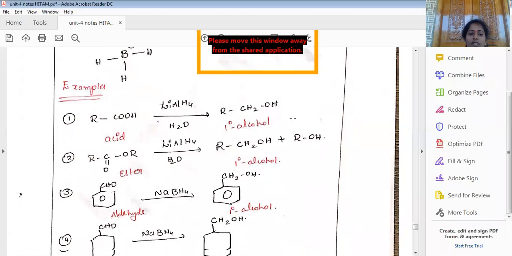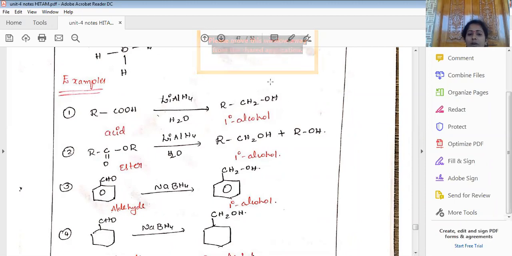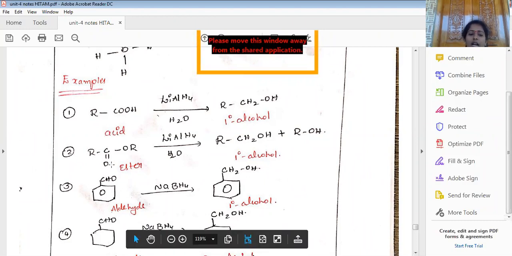Let us go through a few examples collectively for lithium aluminum hydride and sodium borohydride. Carboxylic acid is also reduced with lithium aluminum hydride and converted into a primary alcohol. When we take an ester as the functional group, it is a derivative of an acid. This ester is also treated with lithium aluminum hydride, and again it is converted into a primary alcohol. When we take an aldehyde, this is benzaldehyde. When benzaldehyde is treated with sodium borohydride, it is converted into a primary alcohol.